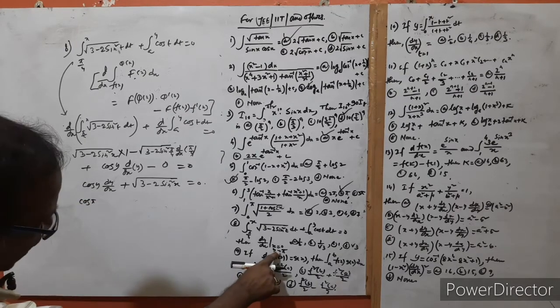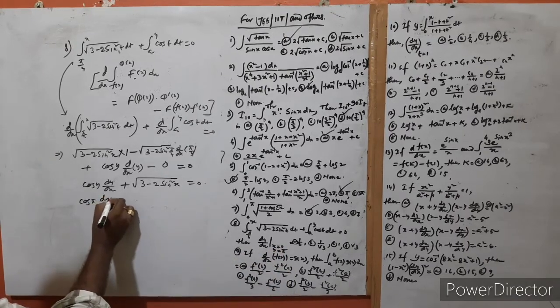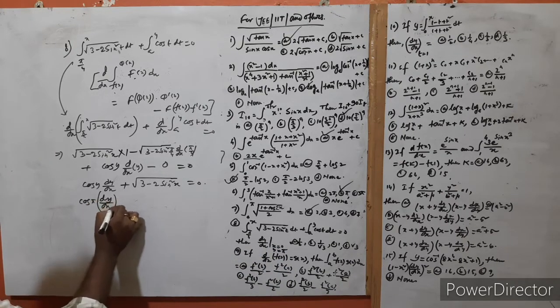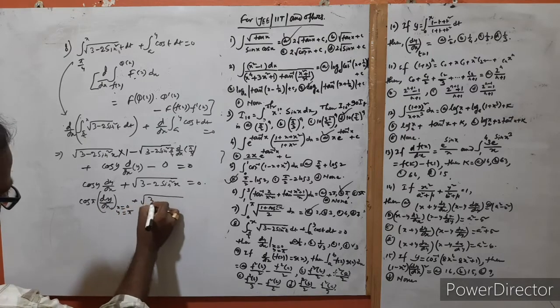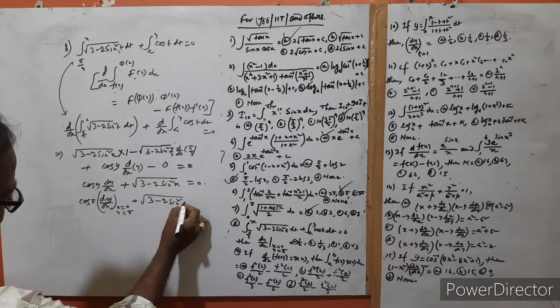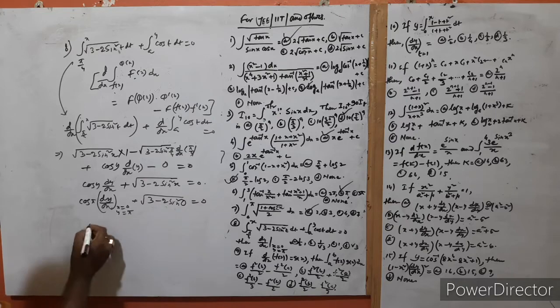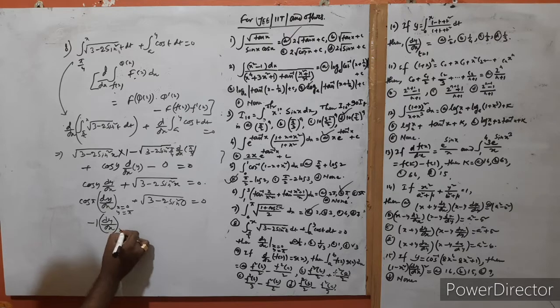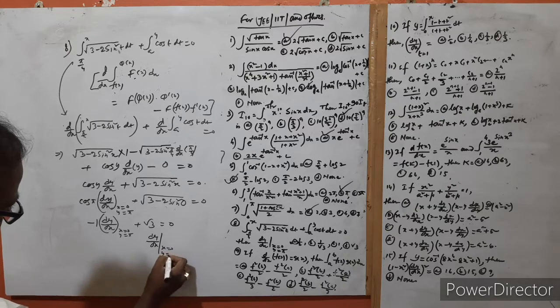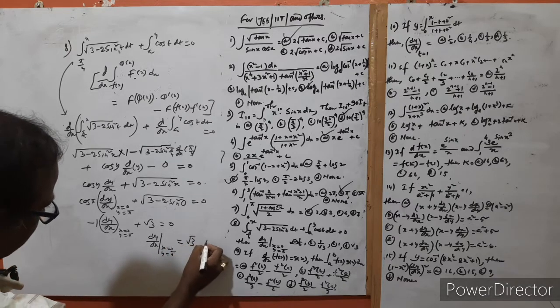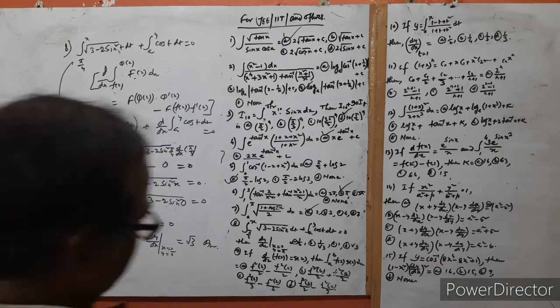Cos pi, in the question y is pi and x is 0. So dy/dx with x is 0 and y is pi, plus root 3 into 2 into sine square 0, and this is equal to 0. This is minus 1 dy/dx at x equal to 0 and y equal to pi, plus root 3 equal to 0. So dy/dx at x equal to 0 and y equal to pi at that point is root 3, the answer. This is option D.